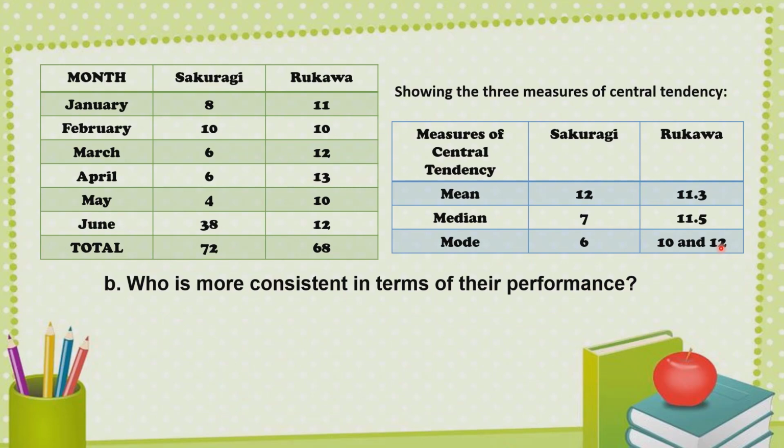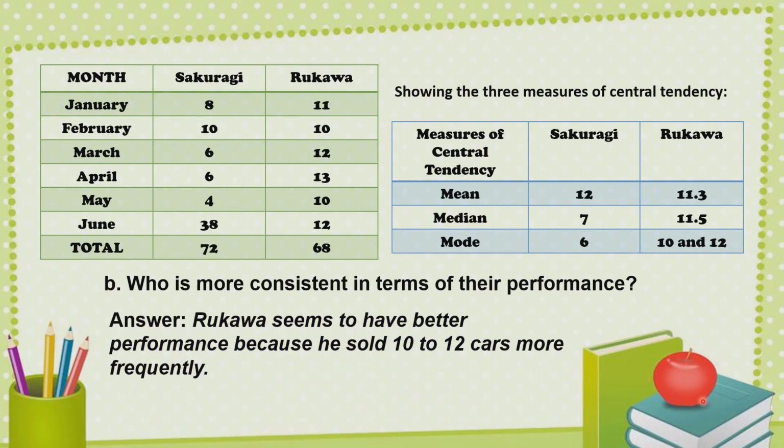Next question. Who is more consistent in terms of their performance? Rukawa seems to have better performance because he sold 10 to 12 cars more frequently. We can see that here in the mode, where Rukawa can sell 10 to 12 cars per month.